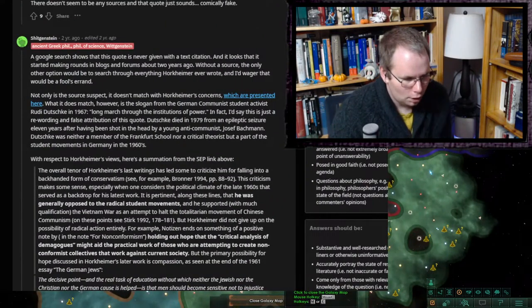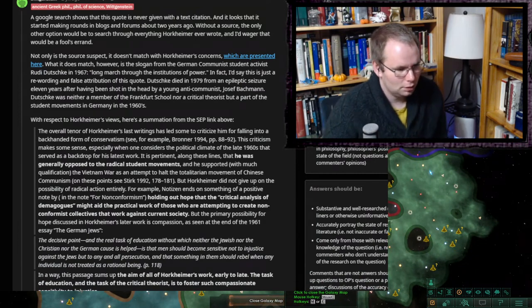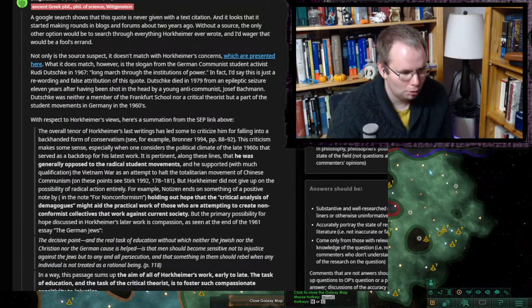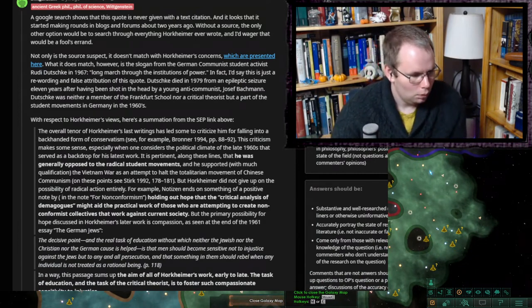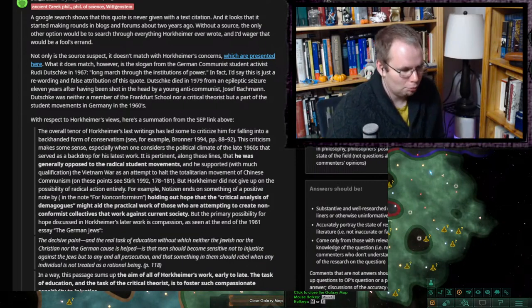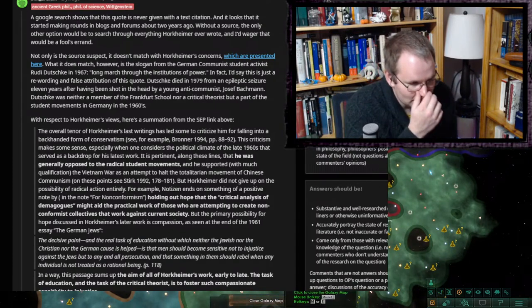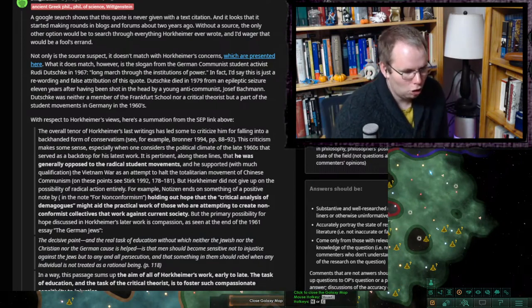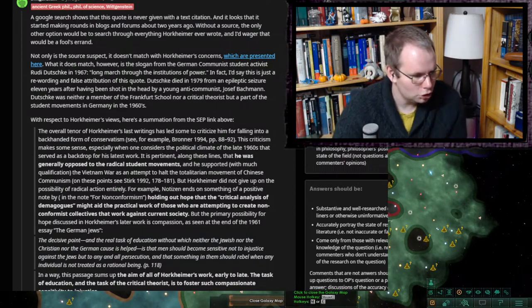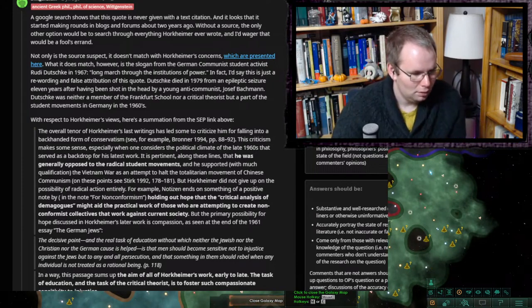A Google search shows that this quote is never given with a text citation, and it looks like it started making rounds in blogs and forums about two years ago. Without a source, the only other option would be to search through everything Horkheimer ever wrote, and I'd wager that would be a fool's errand. Not only is the source suspect, it doesn't match with Horkheimer's concerns, which are presented here. What it does match, however, is the slogan from the German communist student activist Rudi Dutschke in 1967, "Long March Through the Institutions of Power." In fact, I'd say this is just a rewording and false attribution of this quote.